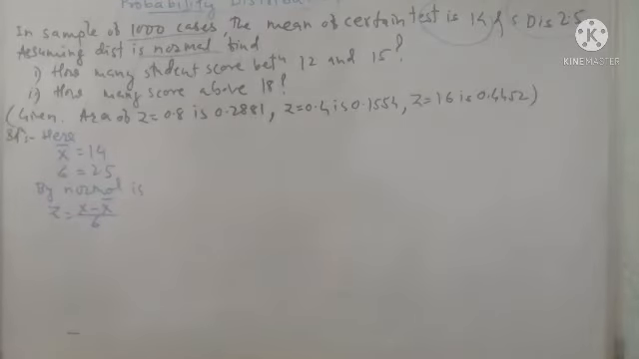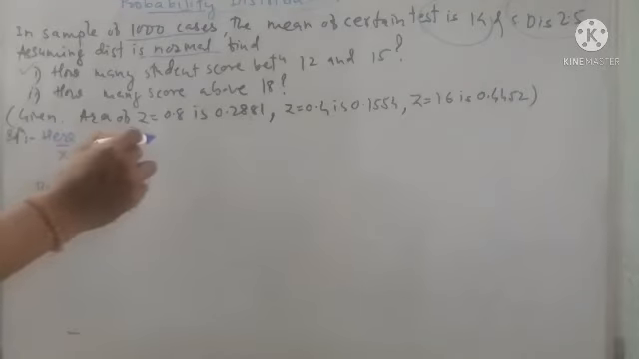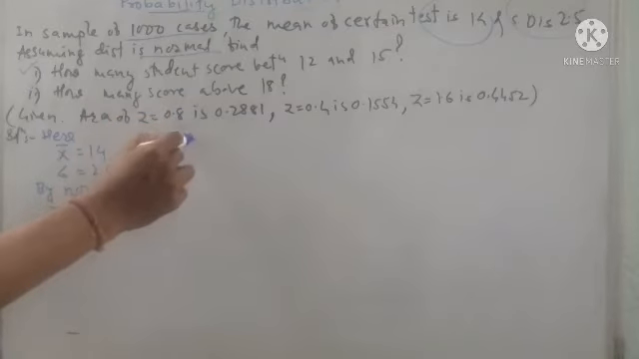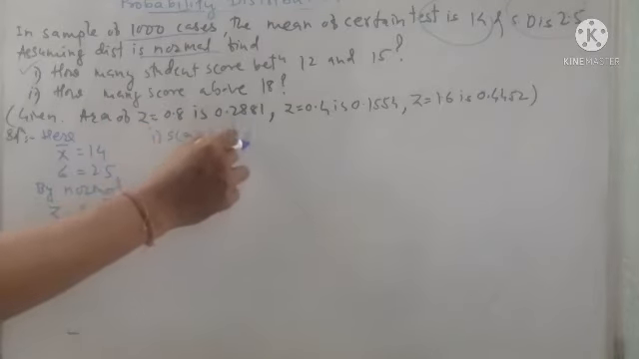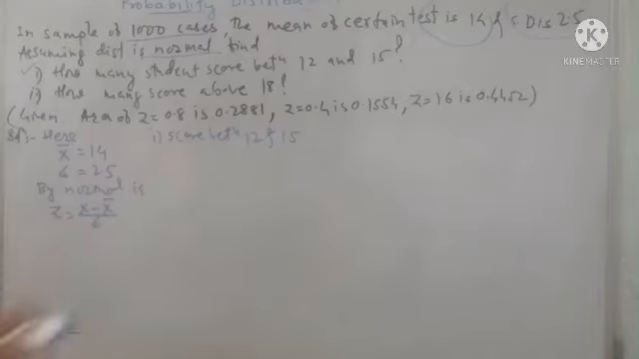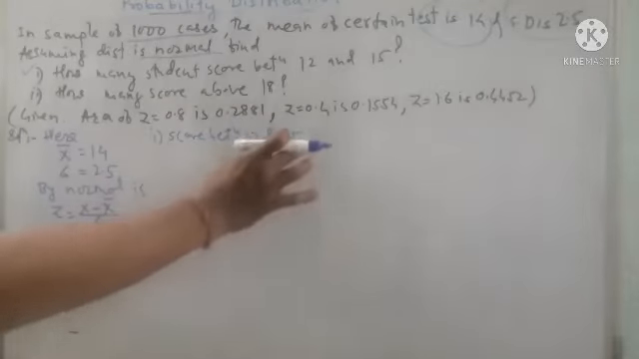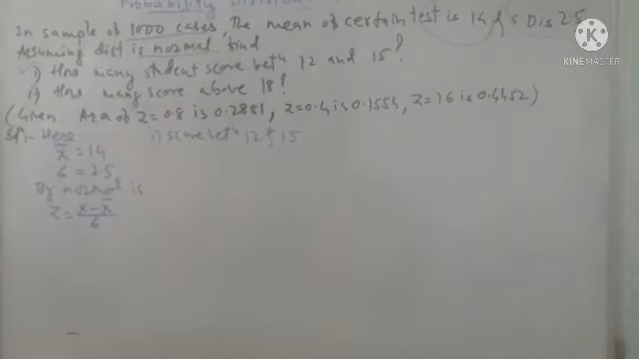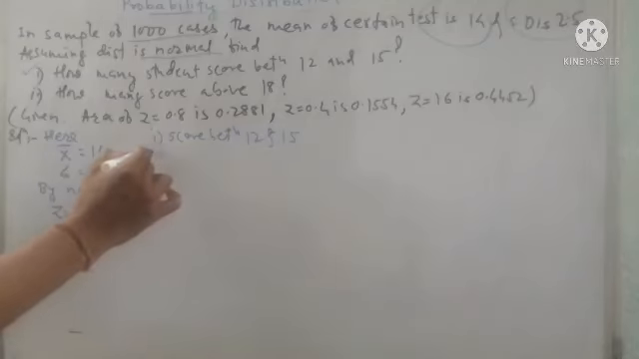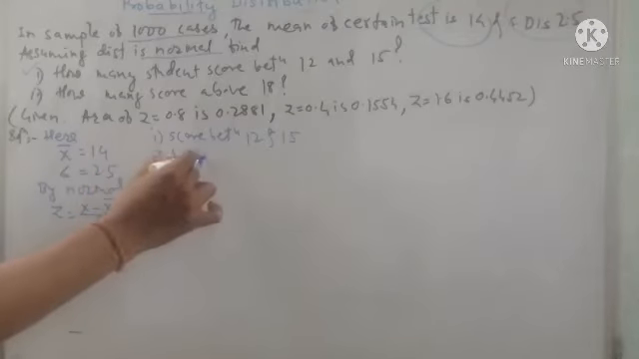Now we have to find, we define x, as we have to solve two examples here. In the first part we have to find how many students score between 12 and 15. As we are given two random variables, first is 12, so take x1 as 12.